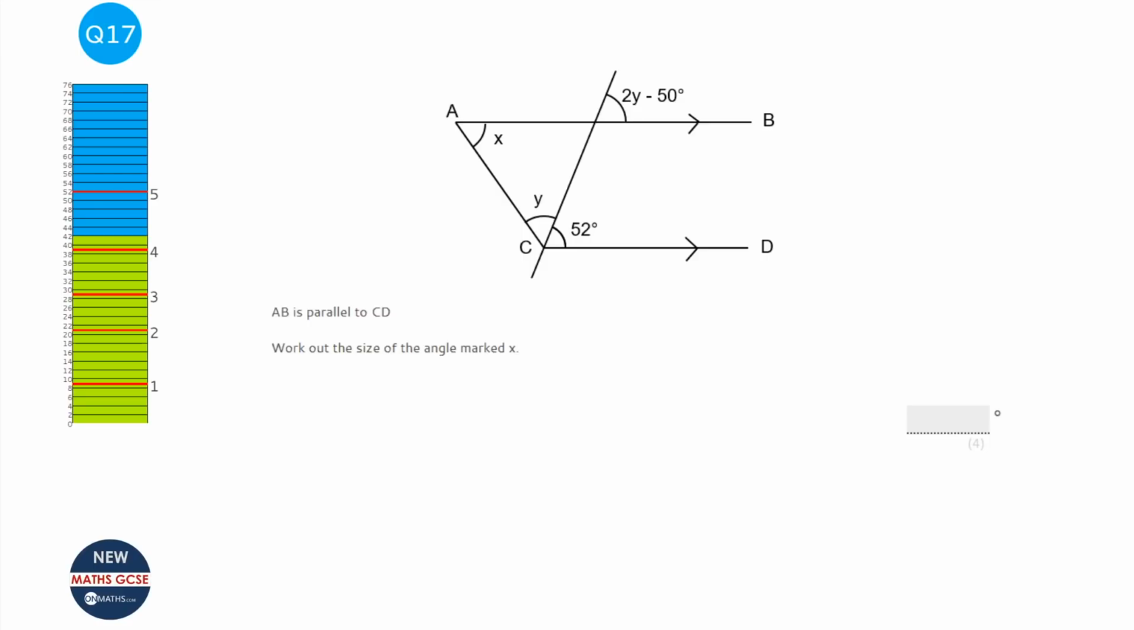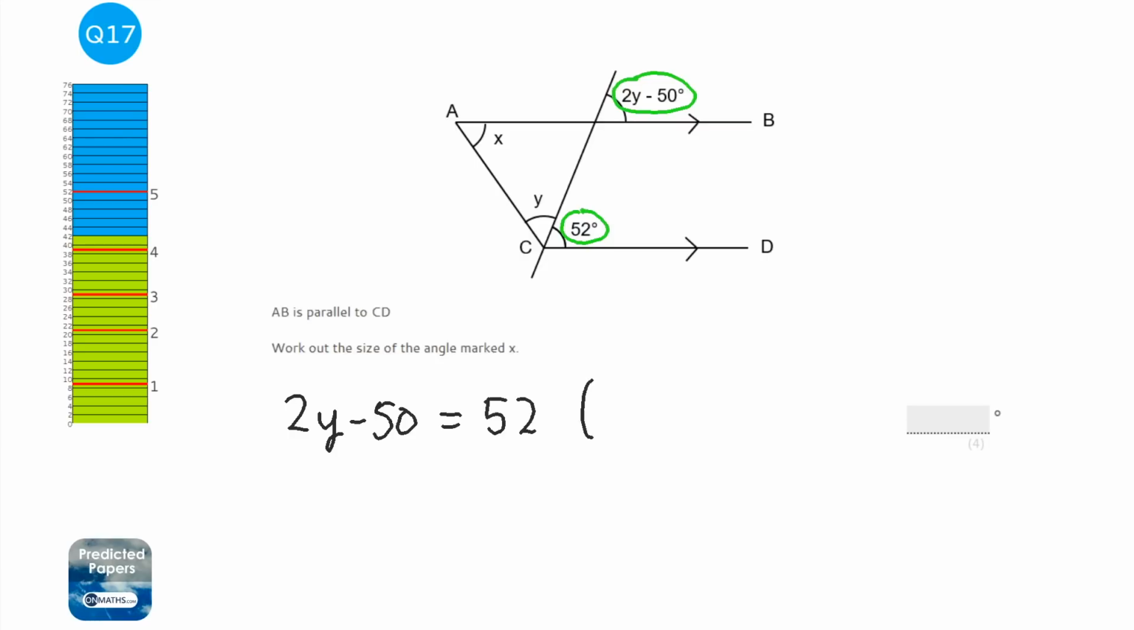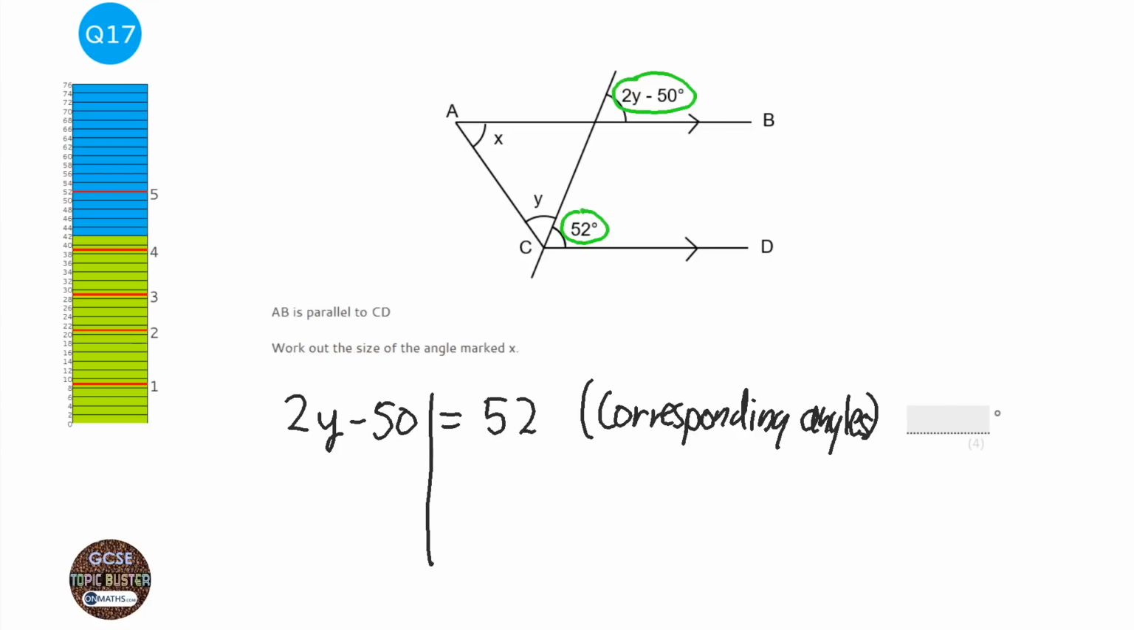So the way I would start this, and this is not the only correct answer, is I realise that these two are the same. So I know that 2y minus 50 equals 52. The reason I know that is that they are corresponding angles. Now, some of you might know that as F angles, but make sure you write the word corresponding because they won't accept any other word. So I can solve this by first of all adding 50 to both sides. So that's 2y equals 102, and then I'm going to halve both sides.